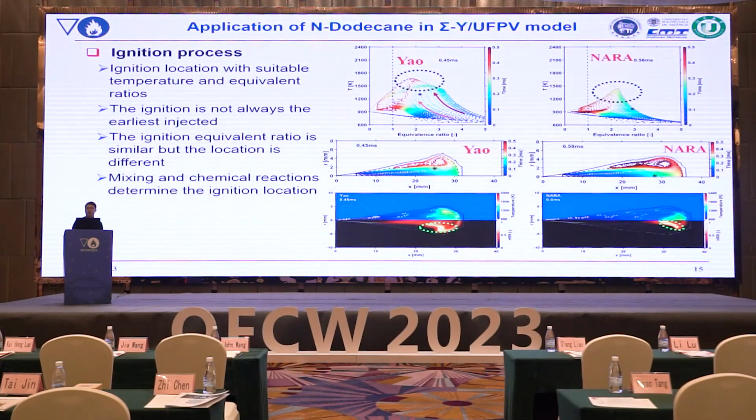For Yaw, the range may be wider. For Nara, the range is narrow. The mixing and the chemical reaction determine the ignition location. For Yaw, we can check the mechanism: the reaction is at some distance from the spray axis and moves in the axial direction. For Nara, the ignition location is near the spray axis.